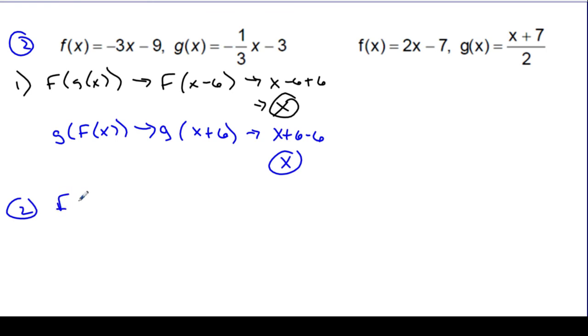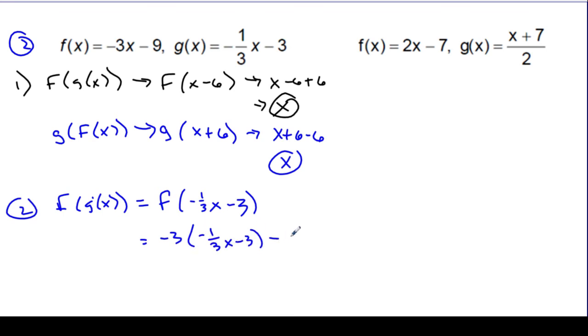Same idea. f of g of x is going to be f of, well, g of x is this thing, so I'm going to say negative 1/3 x minus 3. And that means let's go to the f function, negative 3, and instead of writing x, I'm going to write what they asked me to plug in. Here's where you guys got to be careful. Negative 3 times negative 1/3 is actually 1. So this becomes 1x. Negative 3 times negative 3 is positive 9. And there's my cancel happening, and I just get x. Good, that's what I was looking to have happen.